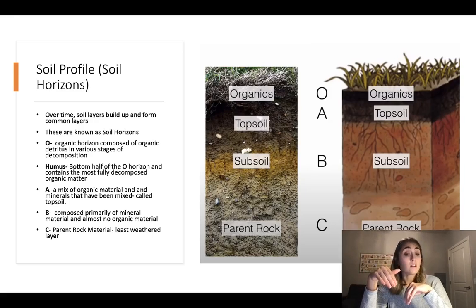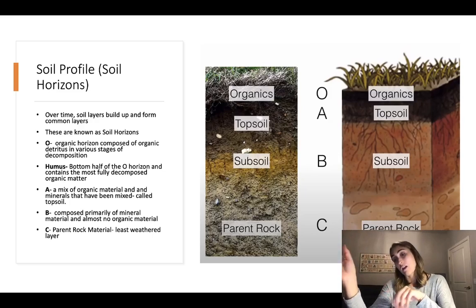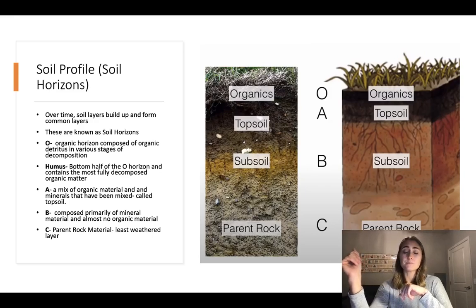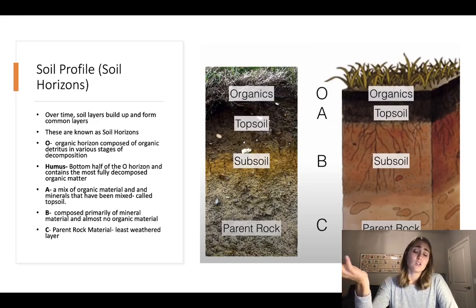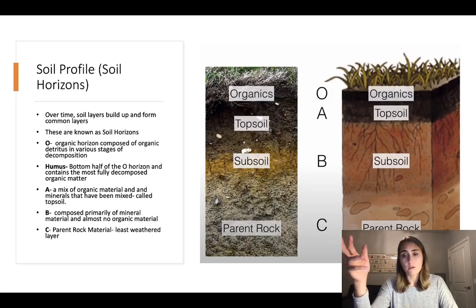The B layer is going to have almost no organic material and is going to primarily have inorganic minerals or nutrients that came from the parent rock material. So you will still see rooted vegetation making its way into this layer if it needs access to a higher supply of minerals or nutrients coming from the parent rock.